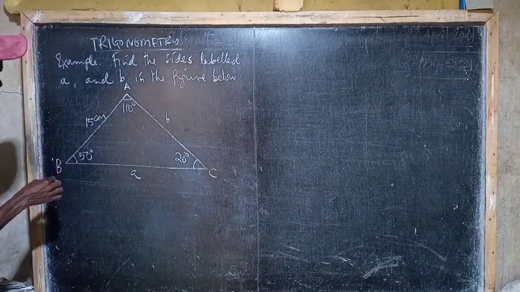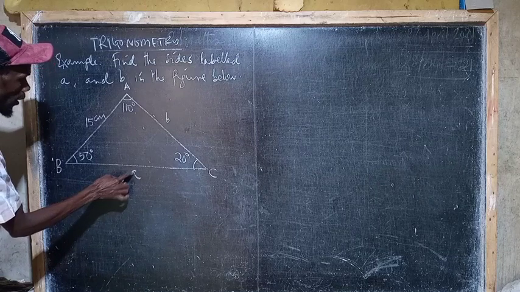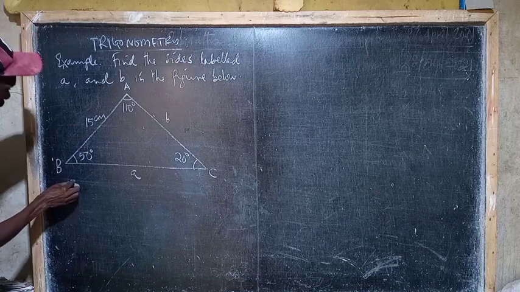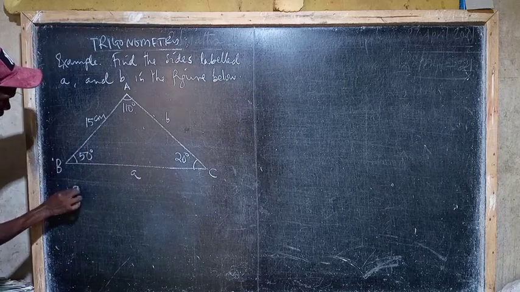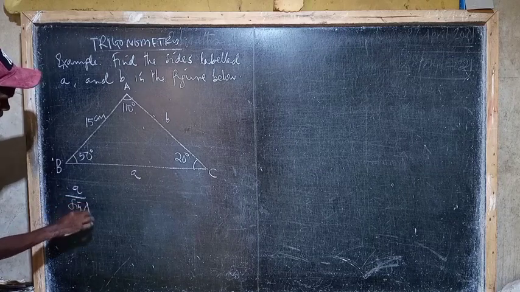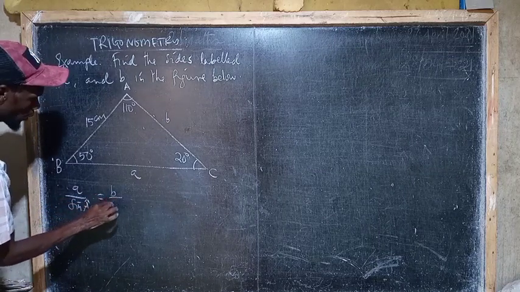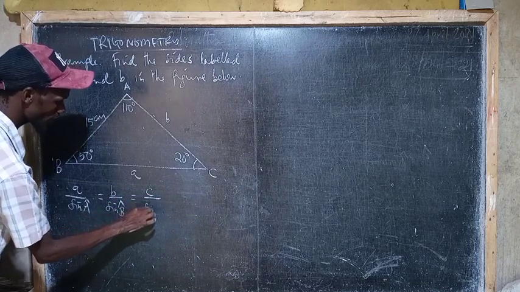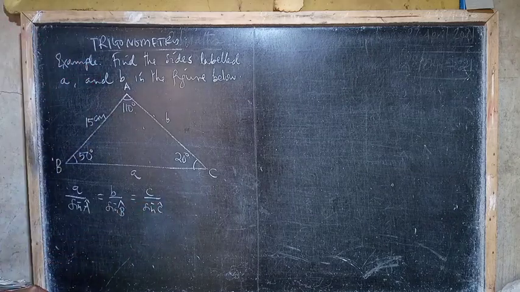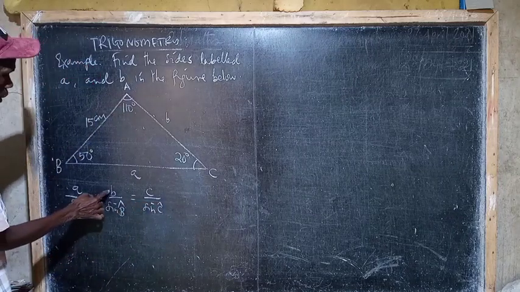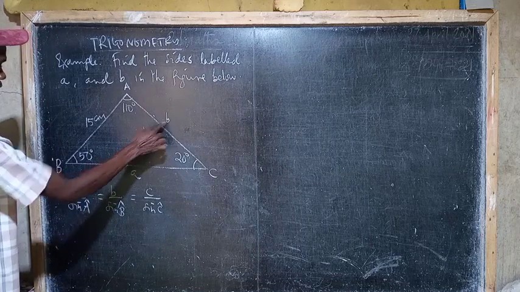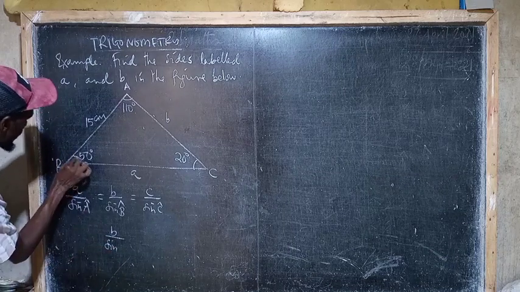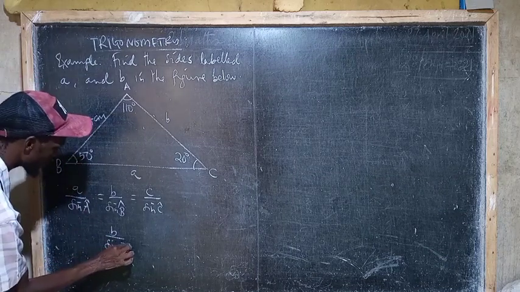Therefore, when you look at this one, we are talking about A, B, but definitely we have C. Now, we can say A over sine of A is equal now to B over sine of angle B is equal now to C over sine of angle C. When you look at this one, B over sine of B. B is definitely here. We have B over sine of B. Sine of B is definitely here, which is equal to 50 degrees.